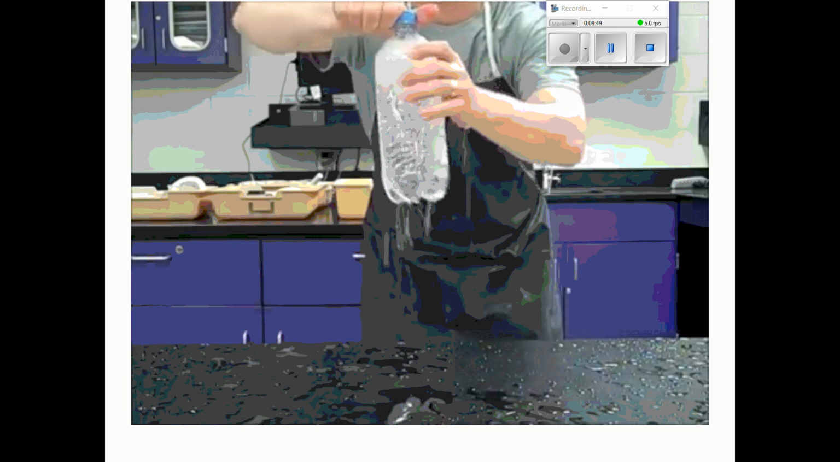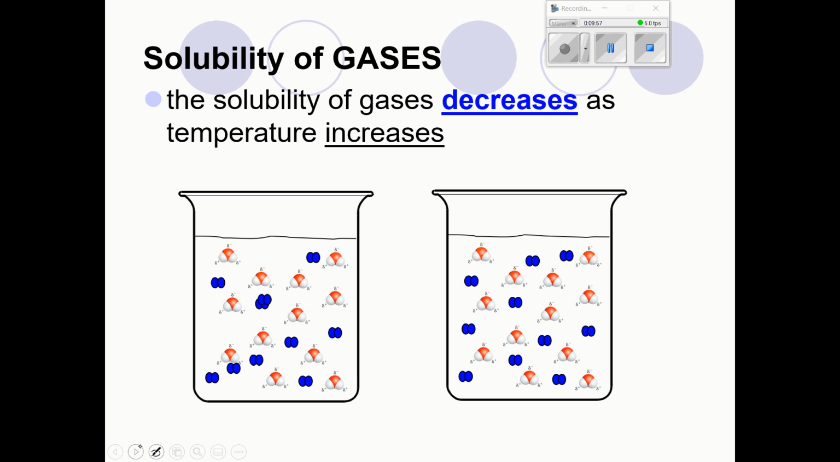So we had all this trapped carbon dioxide put under pressure in the bottle, and when you heat it up, look how much of it left. So what this means is that as the temperature goes up, the solubility of gases goes down. So solubility of gases goes down.